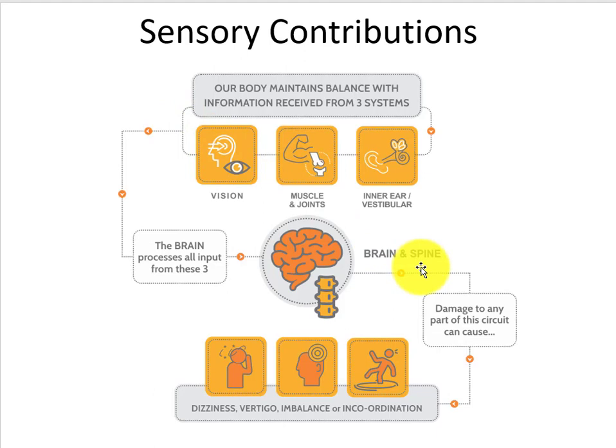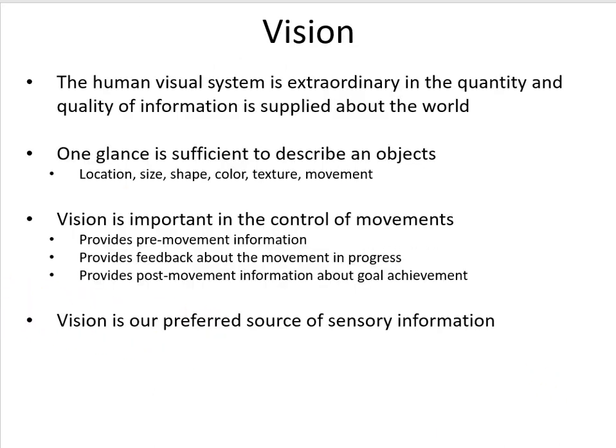Unfortunately, damage to any part of this circuit, for example, in the visual system, in the proprioceptive system, in the vestibular system, or in the central nervous system, can lead to dizziness, vertigo, imbalance, or incoordination, okay? And so what we're going to do today is take a look at these three systems and how they might contribute to motor control.